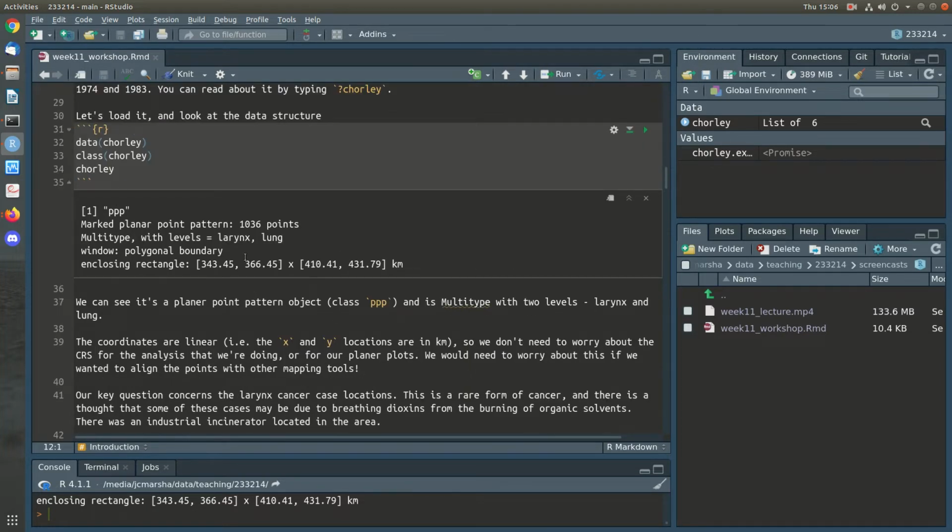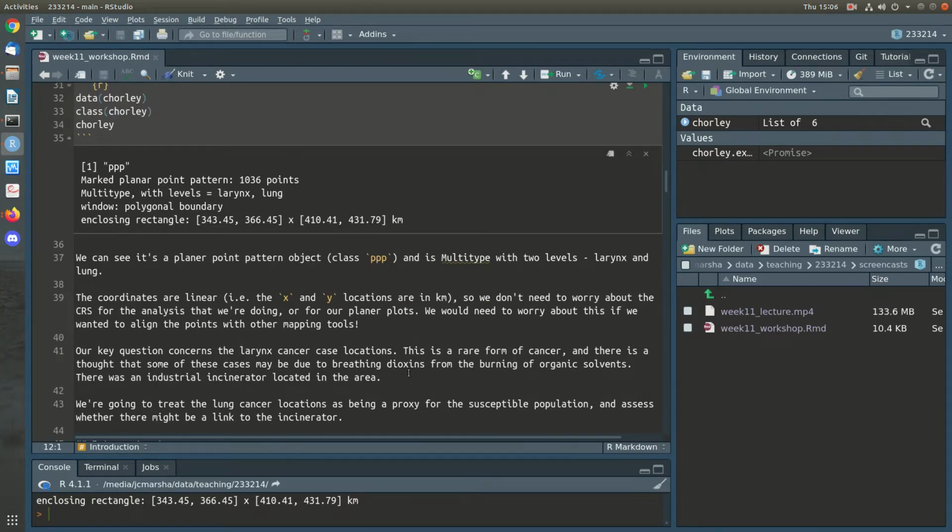The coordinates here, the X and Y, are linear, so we don't have to worry about the CRS for any of this, other than if we wanted to put them onto a map with other stuff. If we wanted to put them on a map of the UK, we would have to align it to the map via st_transform or something like that.